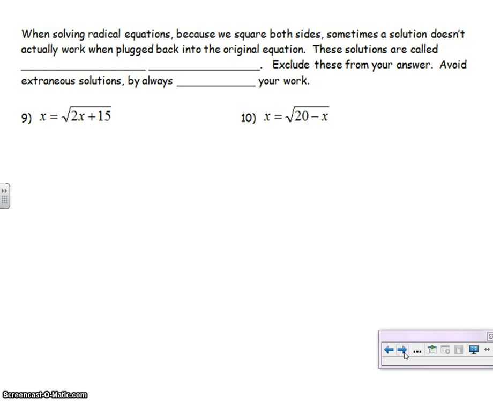When solving radical equations, because we square both sides, sometimes the solution is not going to work out when we plug it back in. These are called extraneous solutions. We will exclude these from our answer. We will avoid these by always checking our work. A lot of times people want to have a shortcut rule like, oh, you always cross off the positive or the negative. And that's not always going to be the case, so we're going to need to be careful to always check our work on these.